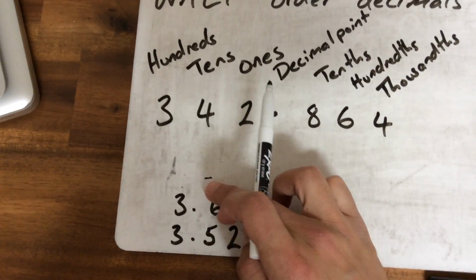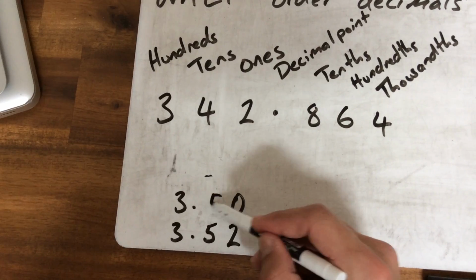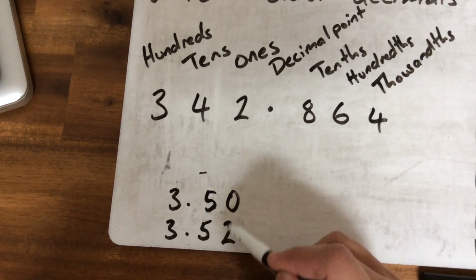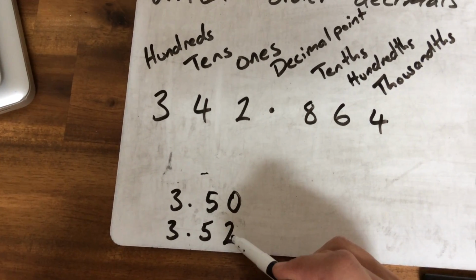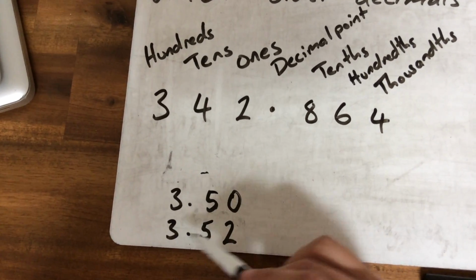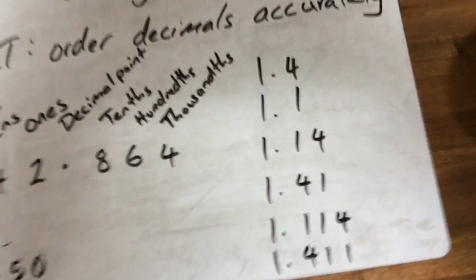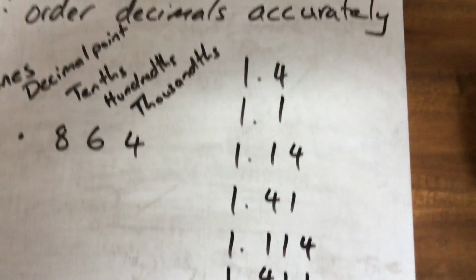If this was a 5, so I'm going to change it back to a 5, then we'd go to the next column. As we can see here, there's a 0 there and a 2 there, which would then make this number bigger. Okay, so let's have a little practice over here with some numbers that I have already written down.